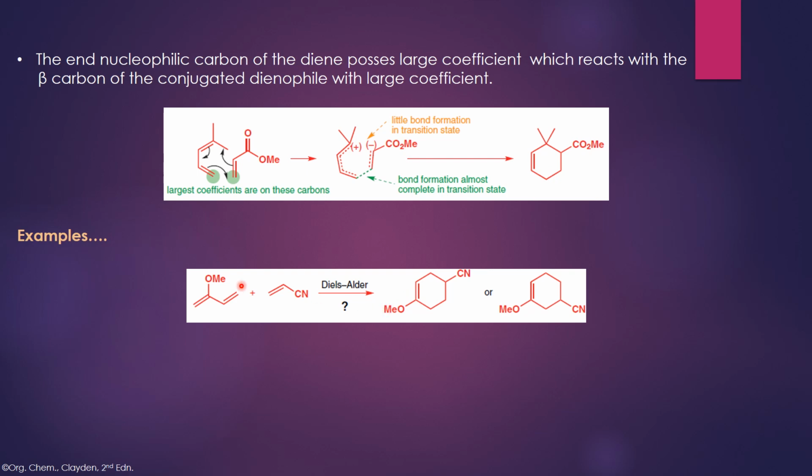Here are some examples of this regioselective Diels-Alder reaction. Here we can see the butadiene is substituted with a methoxy group, and it is made to react with a dienophile substituted with a cyanide group. So we are now looking for the product. We know that the Diels-Alder reaction is a pericyclic reaction, and it forms only one product. There is a chance of forming these two products, and we have to select one regioselective product, either this or this one.